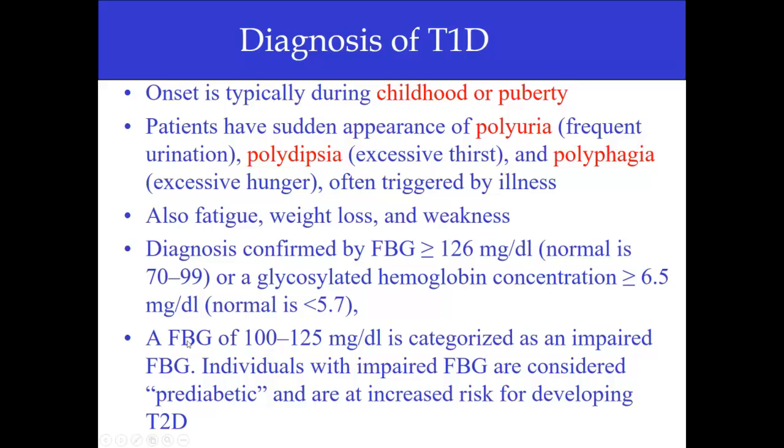What if a patient has a fasting blood glucose which is less than 126 but above 99? If you have a patient having a fasting blood sugar between 100 and 125, he can be diagnosed as having impaired fasting blood glucose, and he is considered pre-diabetic. Therefore, he has increased risk of developing type 2 diabetes. And luckily, at this stage, you can do something to prevent that patient from developing diabetes.